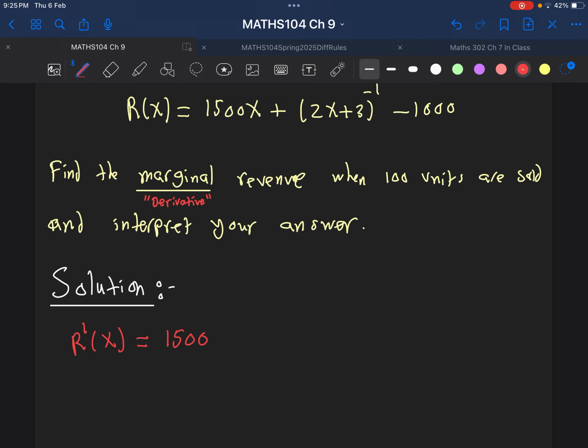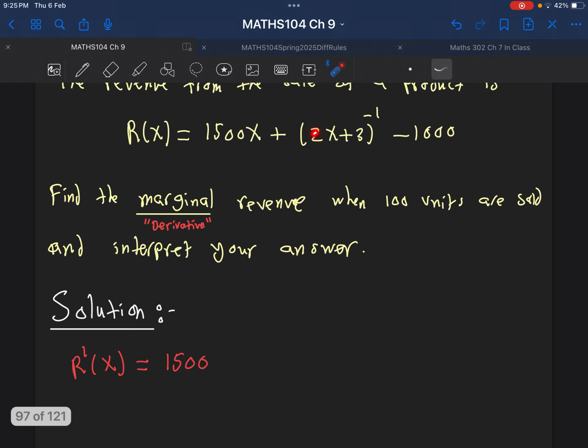First of all, for 1500x, the derivative is 1500. And then, in order to find the derivative of this one, we will apply the chain rule. So forget about whatever is inside our function. How do we find the derivative of something to the power of -1? The -1 goes down and we subtract 1, so it becomes -2.